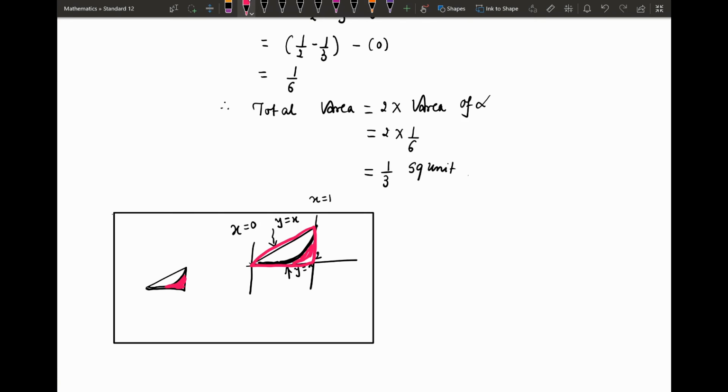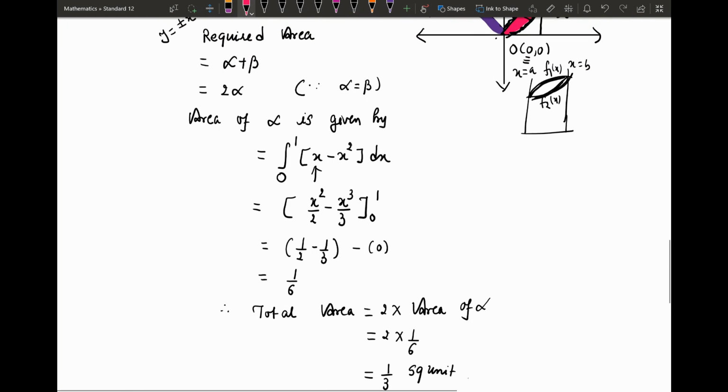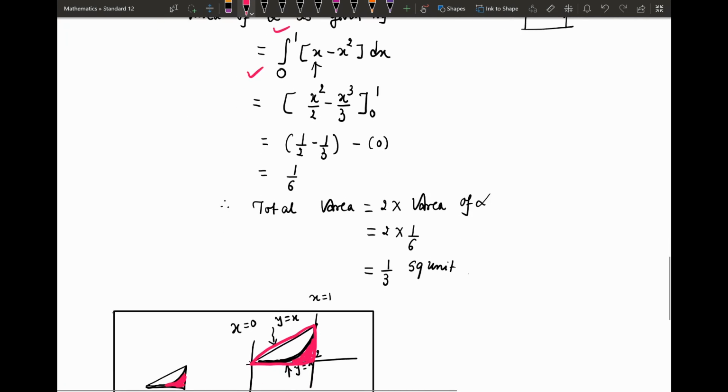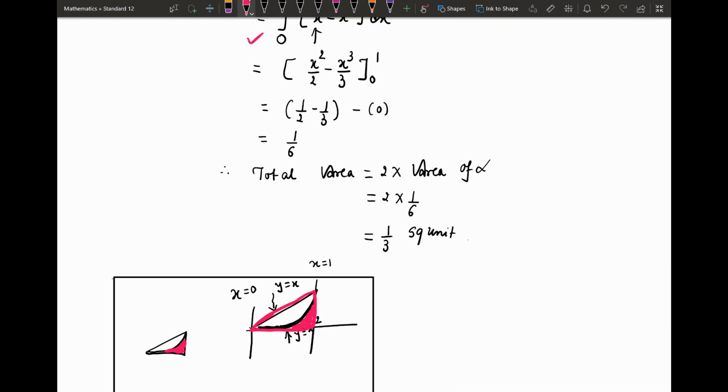it will give the area of alpha. That's why it is the integration from 0 to 1 of x minus x square. x we have taken from this curve, minus x square we have taken from the parabola, and the two portions are equal. We haven't calculated the area of beta, but alpha equals beta, so the required area is 2 into alpha, 2 into 1 by 6, that is 1 by 3 square unit.